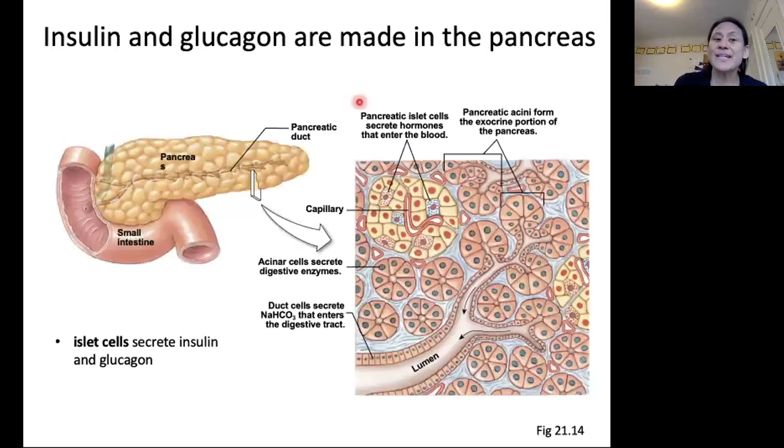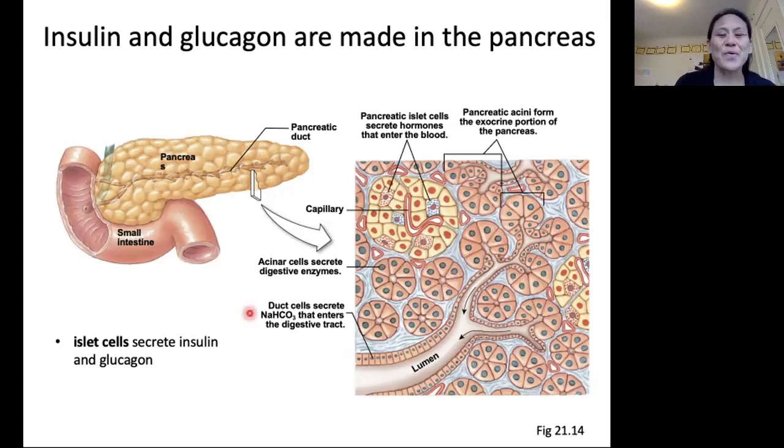Okay, so insulin and glucagon are made in the pancreas. To remind you a little bit about the pancreas and its structure, this is a figure of the pancreas right here. Remember, it lies sort of below and behind the stomach. It consists of an exocrine part, the exocrine pancreas. That's going to be these parts right here. The acinar cells and the duct cells, as you may remember, are parts of the exocrine pancreas and are going to make our digestive enzymes and our bicarbonate to deposit into our digestive tract.